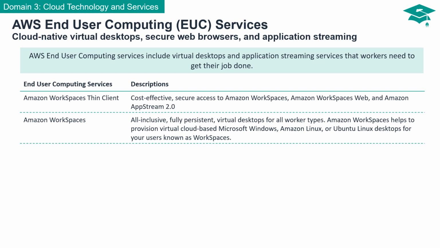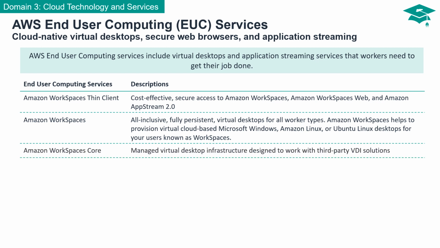Amazon WorkSpaces offers fully persistent virtual desktops for all types of workers. You can easily provision these cloud-based desktops with Microsoft Windows, Amazon Linux, or Ubuntu Linux for your awesome users, aka WorkSpaces. Amazon WorkSpaces Core is a managed virtual desktop infrastructure. It's the team player that collaborates smoothly with third-party VDI solutions, making sure everything works seamlessly together.